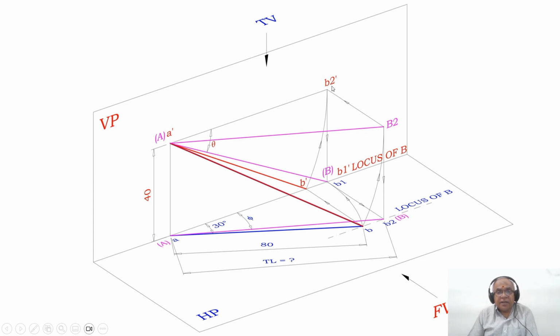Since it is parallel to the XY line, its corresponding top view will be in true length. So AB2 is the line which is in true length. You make A dash, capital A and B2 parallel to HP. Therefore, you are getting the true length in HP. So once you get this point, what happens to that point? That point will be here with A dash as center.